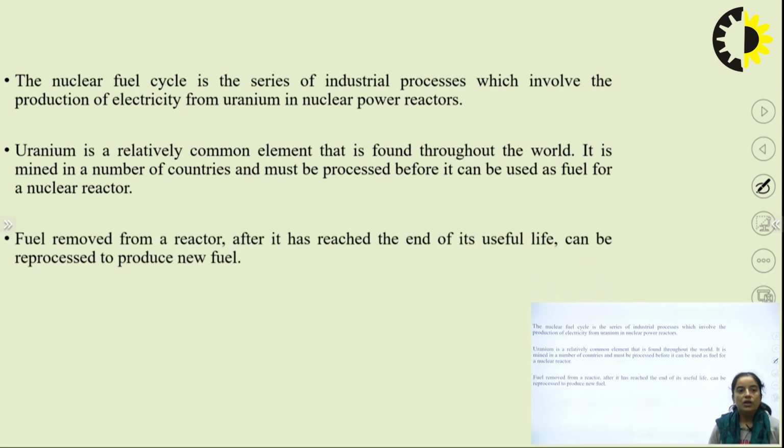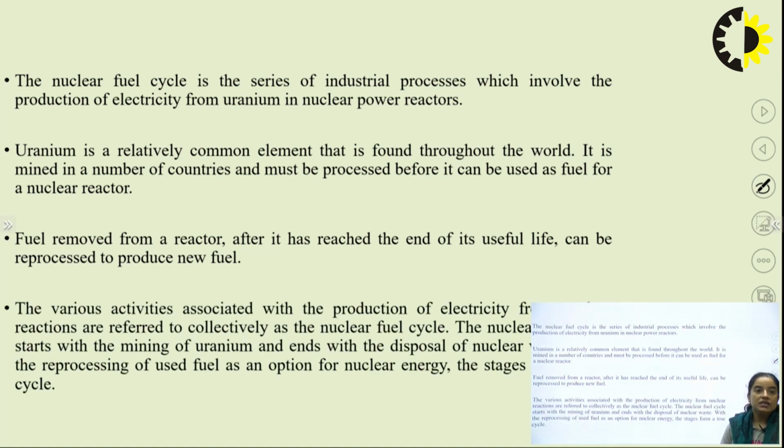Fuel used in the nuclear reactor is removed from the reactor because its useful life has ended. Fuel removed from the reactor after it has reached the end of its useful life can be reprocessed again to produce new fuel. So it is not completely wasted. We can reprocess the used uranium rod again for producing new fuel.